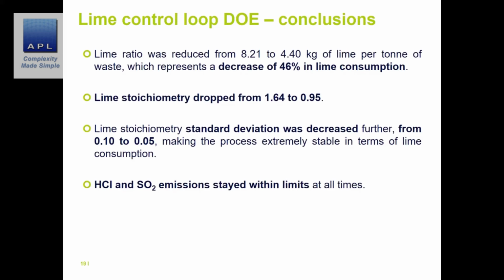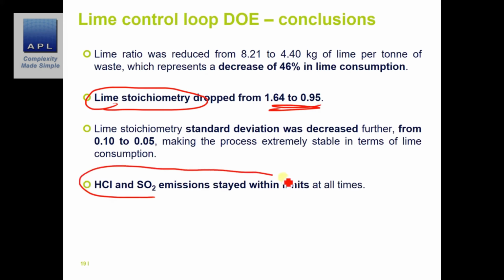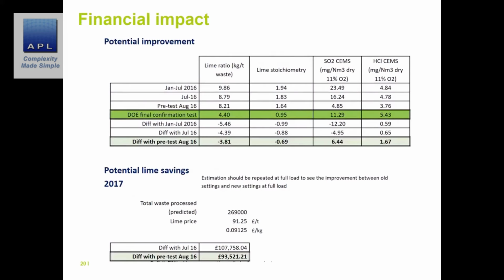So just a little summary, of course, of what they achieved. And by the way, all the money is around the lime usage, which is fantastic. So all of this is going great. The stoichiometry dropped to where it should be. But key point, the emissions stayed within limits at all times. We don't want to go biffing out loads of pollutants whilst we're saving money. That wouldn't be a smart thing to do at all. We found the sweet spot, the cheapest place to get the best process performance, and that's really what these tools and techniques are all about.